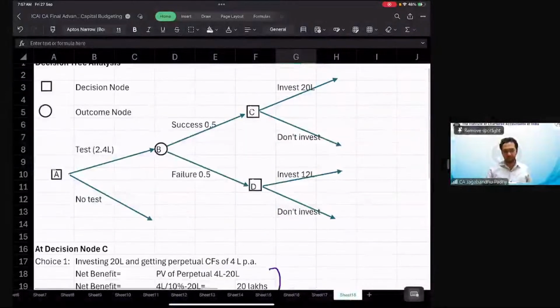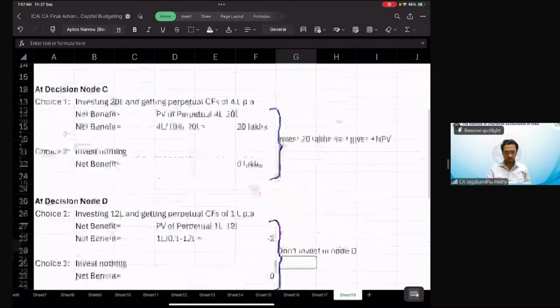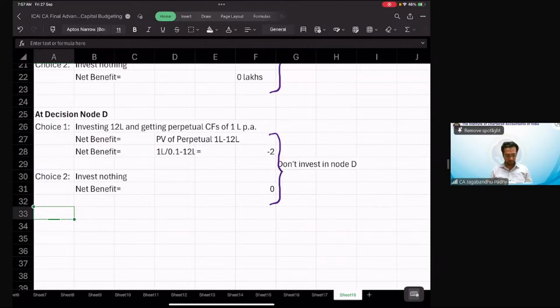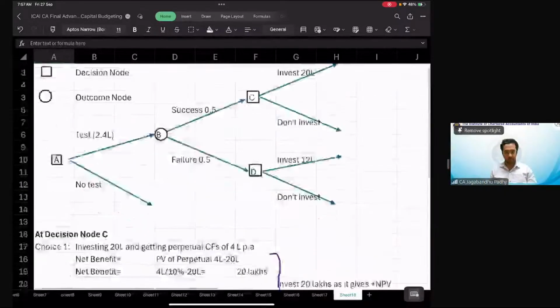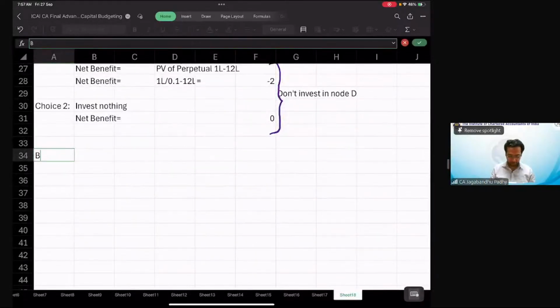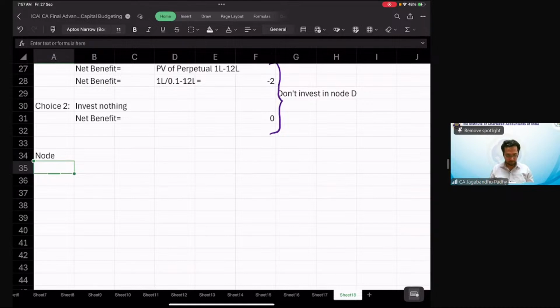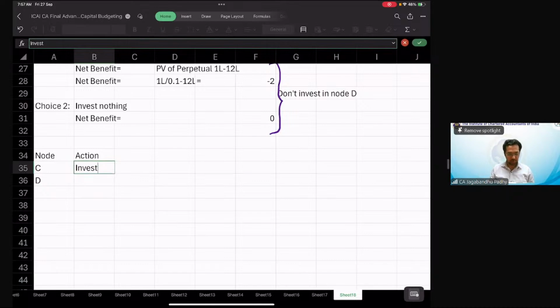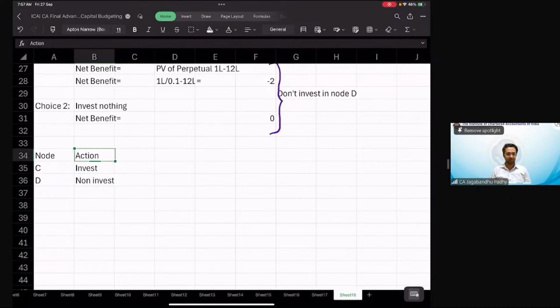Okay. So at decision C, we are clear we are going to invest. In D, we are clear that we are not going to invest, right? So we have node C and D. Action is to invest here and action is not to invest here.